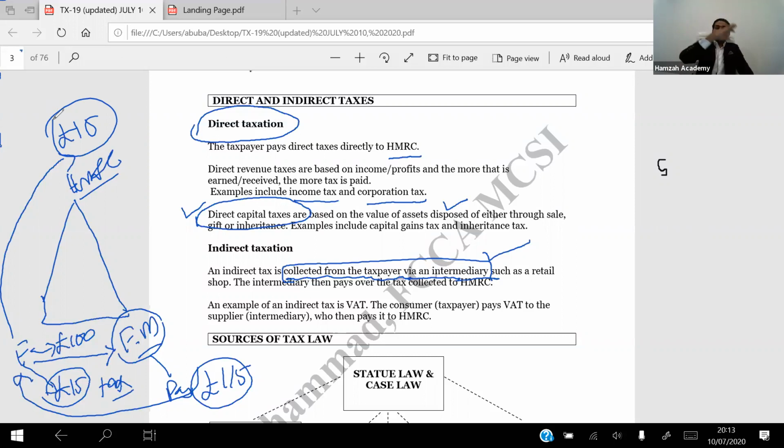When it comes to indirect tax, the person who's paying the tax is not actually liable to submit the money to HMRC, but the person who is collecting the money is, like in the farmer's case. The farmer will receive his price plus tax. He will put that 100 pounds in his pocket and pay 15 to HMRC. This is the main difference between direct and indirect.